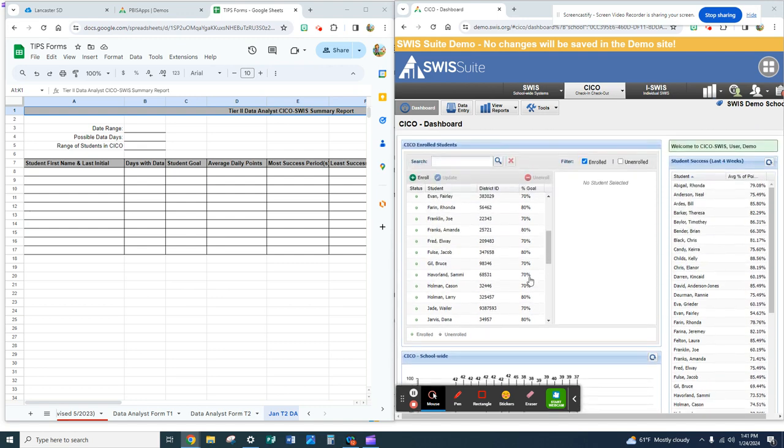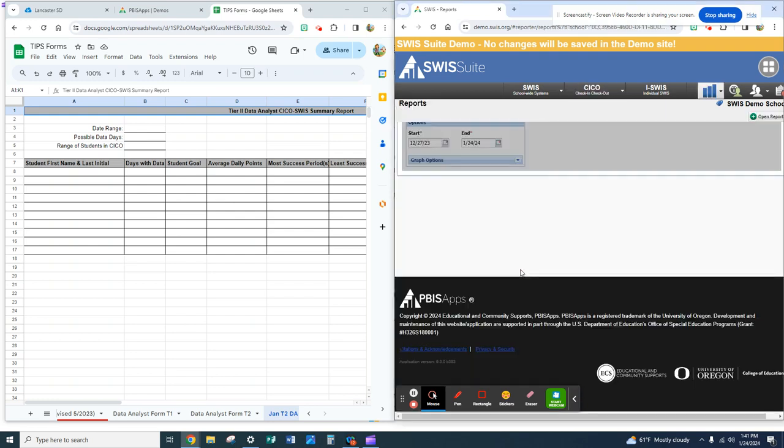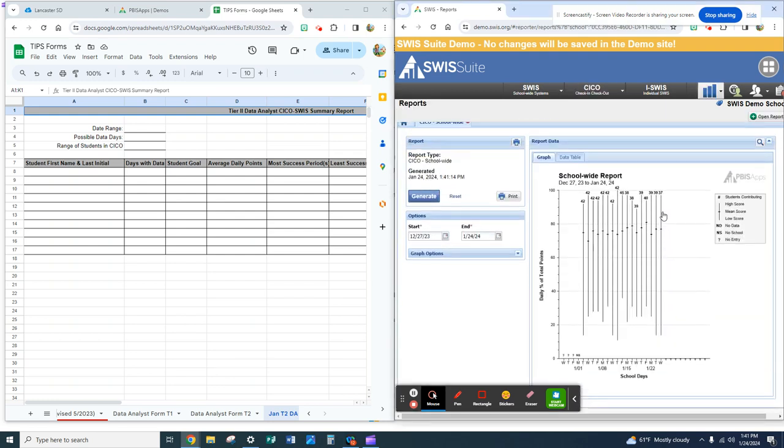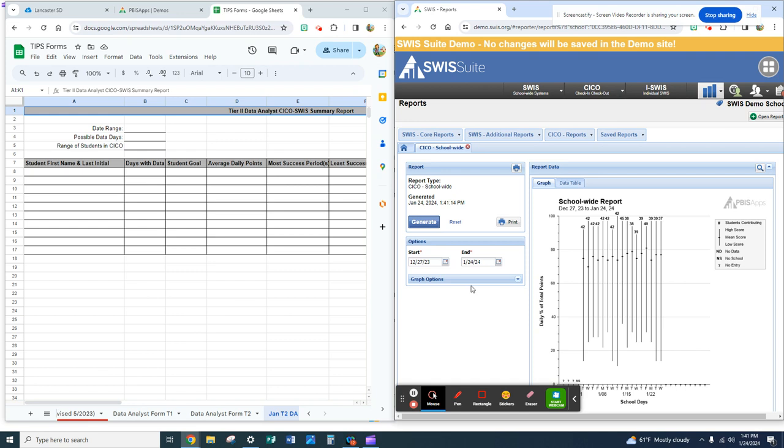So you'll notice this graph down here. This is called a whisker graph, and I'm going to show you how to read it, and then I'm going to change the dates for us to do our data.